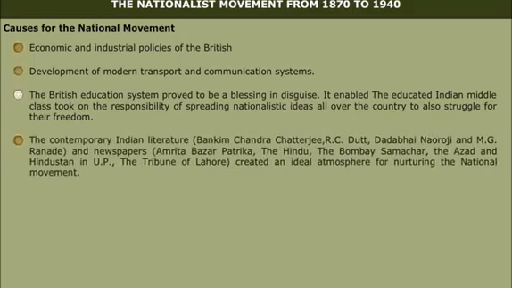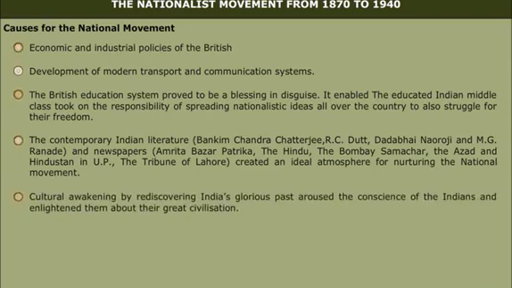The contemporary Indian literature, Bankim Chandra Chatterjee, R.C. Dutt, Dadabhai Naoroji and M.G. Ranade, and newspapers like Amrit Bazar Patrika, The Hindu, the Bombay Samachar, the Azad and Hindustan in UP, the Tribune of Lahore, created an ideal atmosphere for nurturing the national movement. Cultural awakening by rediscovering India's glorious past aroused the conscience of the Indians and enlightened them about their great civilization.